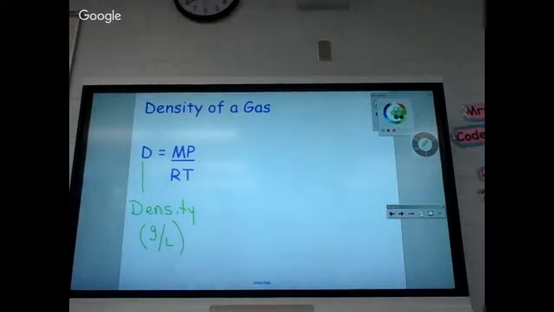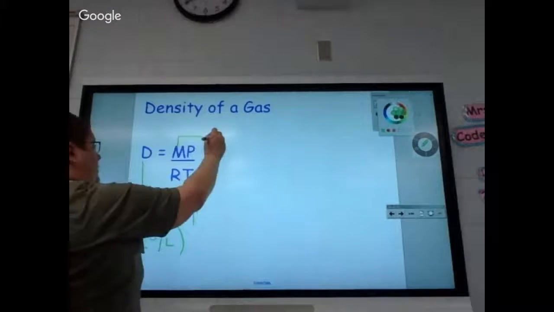At the beginning of the year, it was in grams per milliliter. But we have to put it in liters this time. Why is it in liters and not milliliters like it was way back in January? Why is this one in liters though? There's an R, okay? That's why it's in liters, not milliliters, because we're using an R.